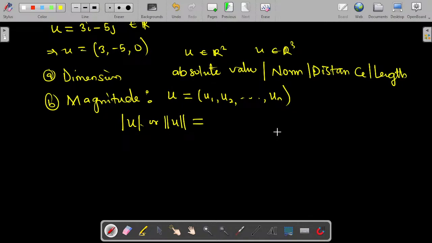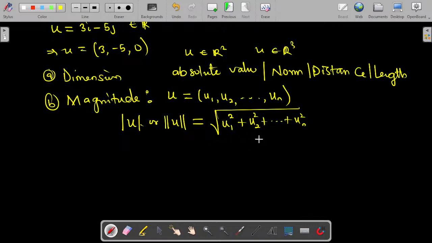So it's either we call it magnitude, or absolute value, or your distance. All of them mean the same thing. So now what is the definition? The magnitude of u is defined as the square root of the sum of the squares of all the components. Let me write it down. It's going to be equal to the square root of u1 squared plus u2 squared plus dot dot dot up to un squared. So this is your magnitude.